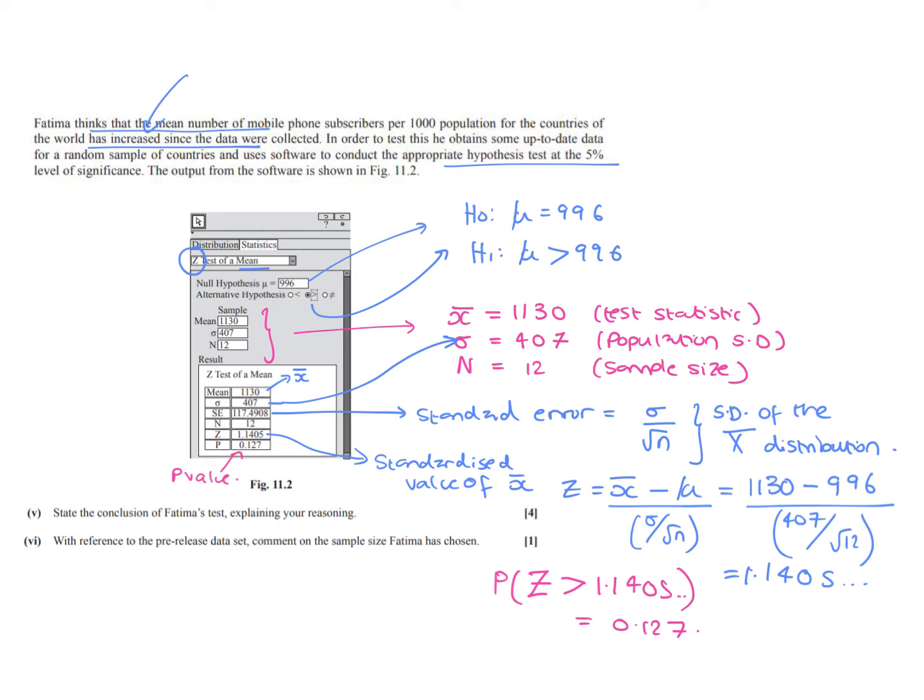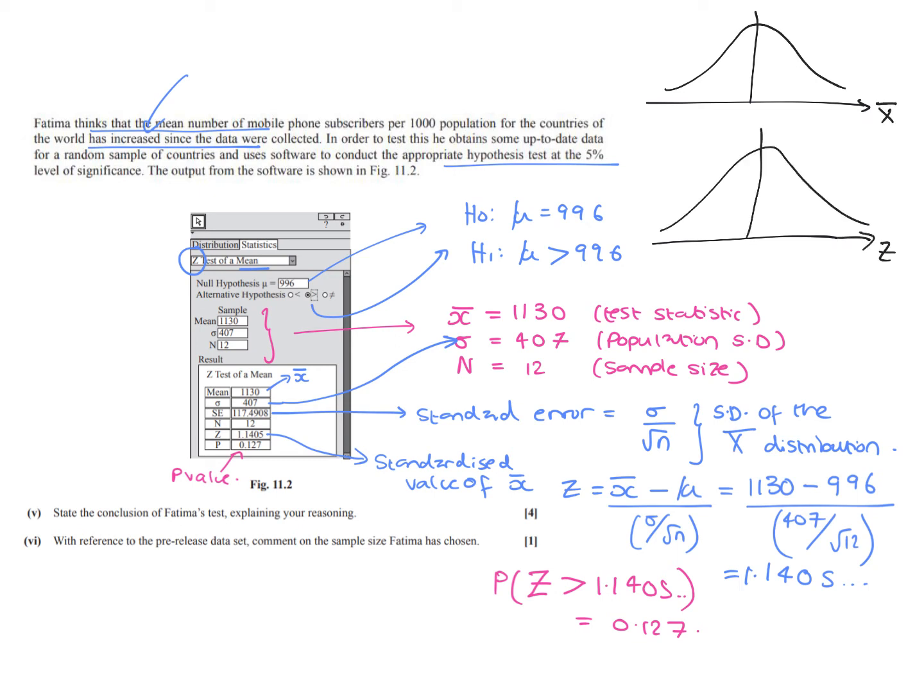If you go into stats mode, go into distribution, normal, cumulative. If you set your lower value as 1.1405, set your upper value to be a very large number, set your sigma value to be 1 for the z distribution, your mu value to be 0 for the z distribution, and you get a probability of 0.127. So this is a standardized version of the hypothesis test that's taking place here. If you were to sketch this on the two distributions, you have your x bar distribution, and then you have your standardized z distribution.